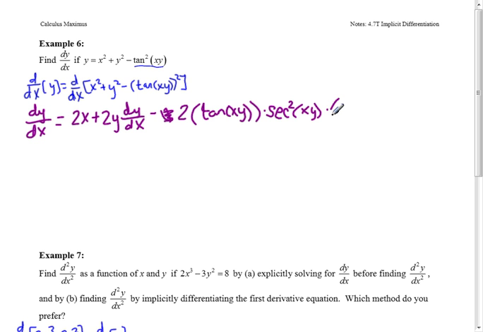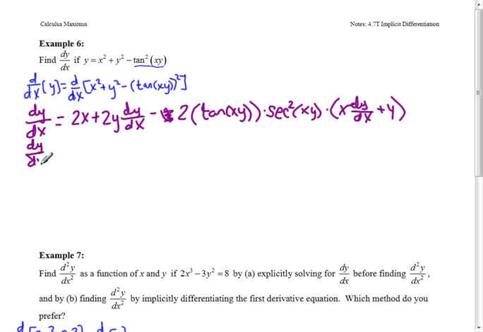times the derivative of the inside, and this we have to use the product rule. So first times the derivative of the second, x dy/dx, plus the second times the derivative of the first, which is just y. Alright, we're trying to find dy/dx. We have 3 of them. 2 are over here. So we're going to have to get everything with dy/dx to one side. Before I can do that, I'm going to have to expand this a little bit.